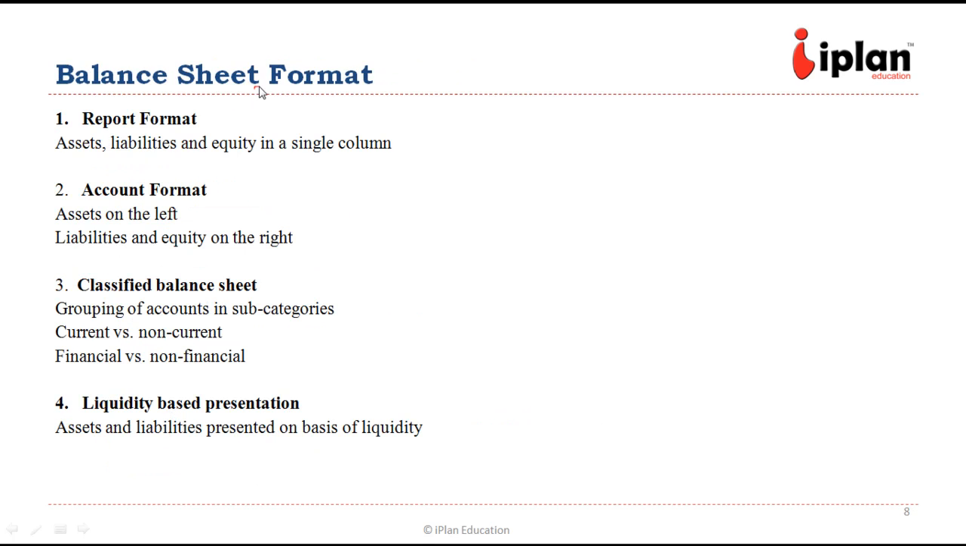Balance sheet format. We can have various kinds of format of balance sheet. The first format is the report type, report format, in which we write assets, liabilities, then equities in a single column. So this is known as report format. The second format is the account format, which we have already seen. So assets will be on the right hand side, sorry, on the left hand side, and equity plus liability will be on the right hand side. So this is account format.